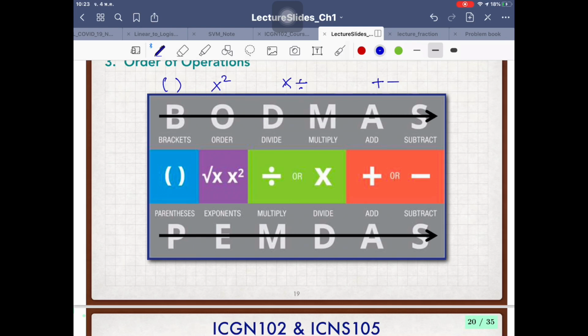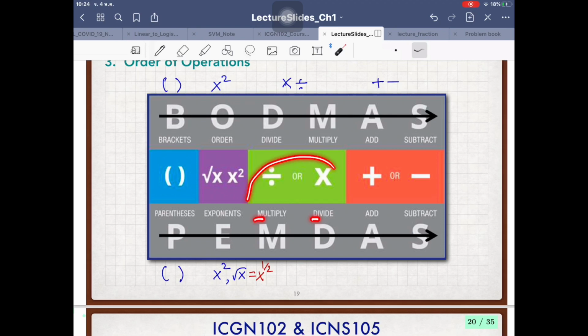Or you can memorize it as the PEMDAS. P is from parentheses again. E is from the exponent. The term of the power or the exponent, it could be the term x squared or just the square root. Because for the term of the square root, we can convert to be x to the power 1/2. And then M is from multiply, D is from divide.